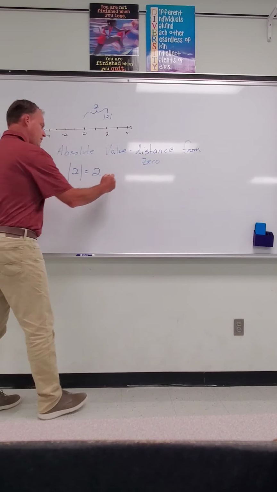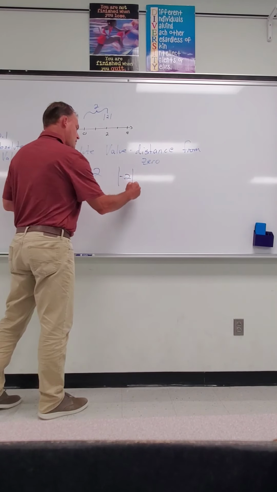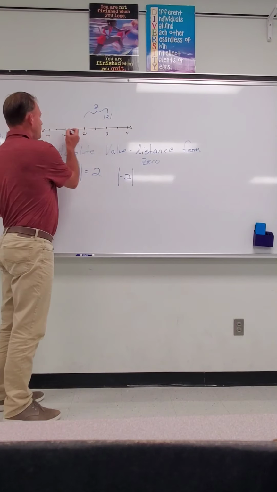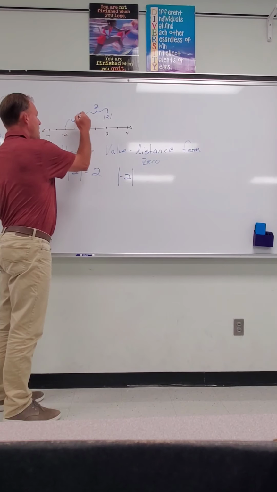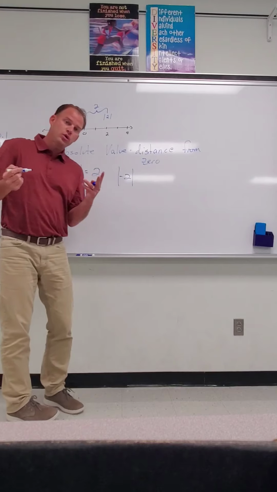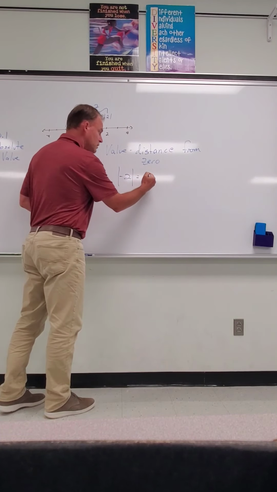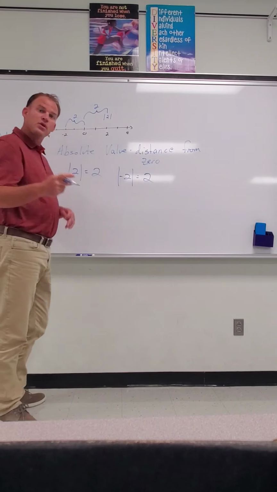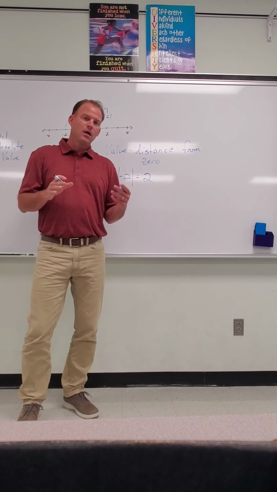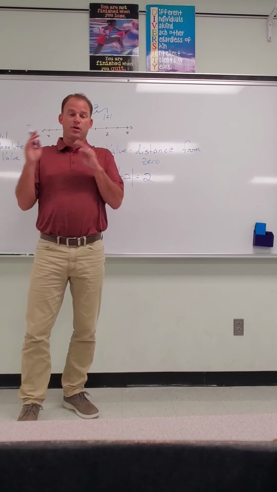What is the absolute value of -2? Well, if I go over here, I am also 2 units away from 0. So the absolute value of -2 is also 2. Do not think, oh, it just changes the sign. You're going to have problems.